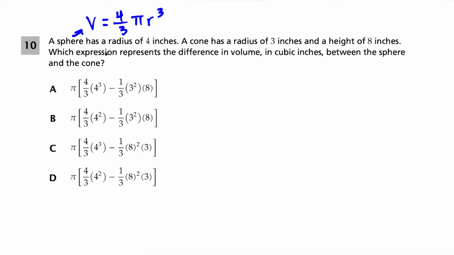And the volume of a cone, I'll just write this off to the side over here. The volume of a cone is 1/3 pi r squared times h. And just know r represents the radius, h represents the height. So if you want to draw this out, you can, just to have a visual. But otherwise, you can just plug right into the formula because they told you everything that you needed to know. They told you the radius of the sphere is 4 inches. And then they told you that the cone has a radius of 3 inches and a height of 8 inches. So everything is just ready to go.